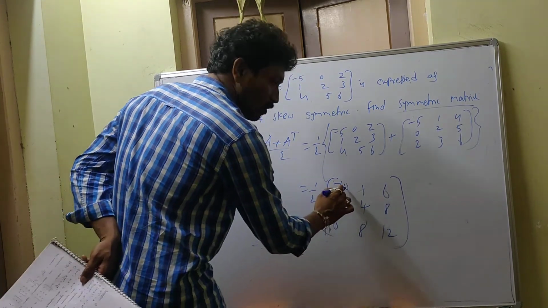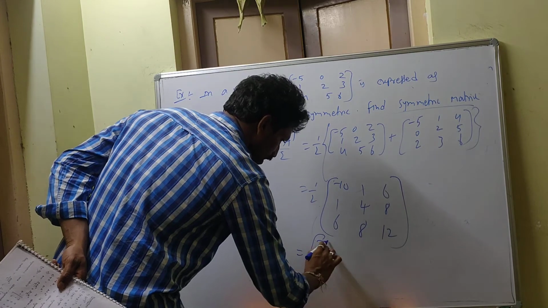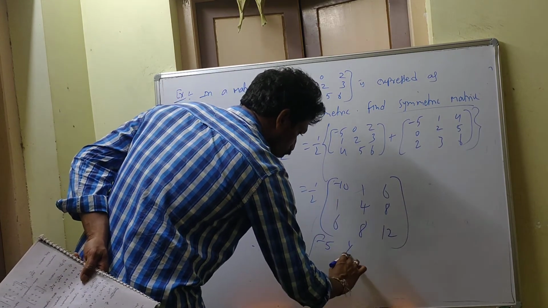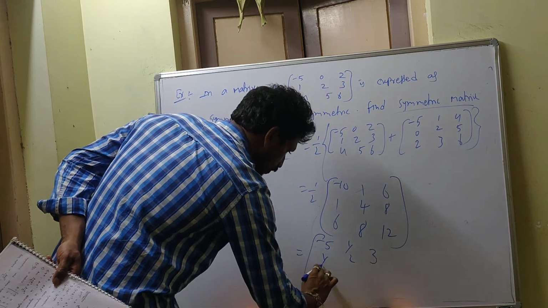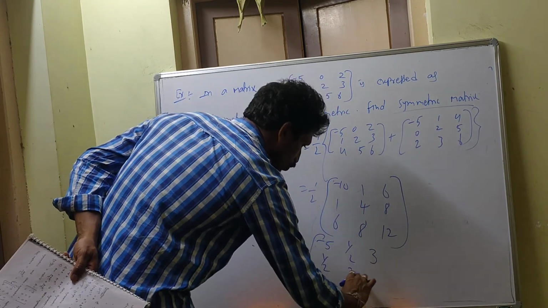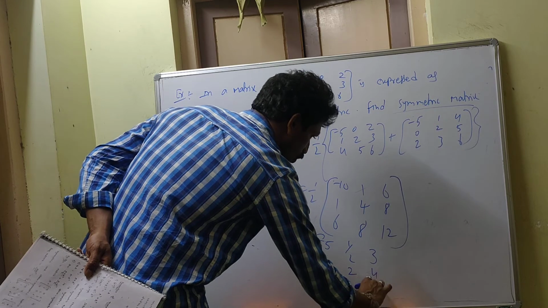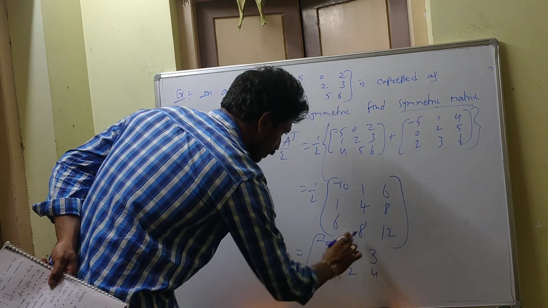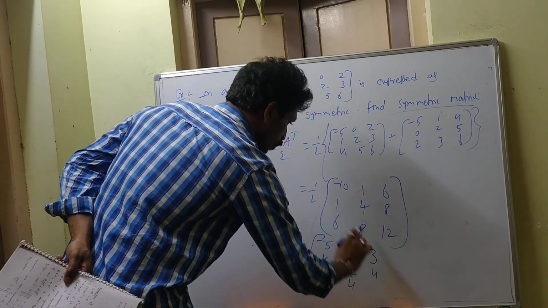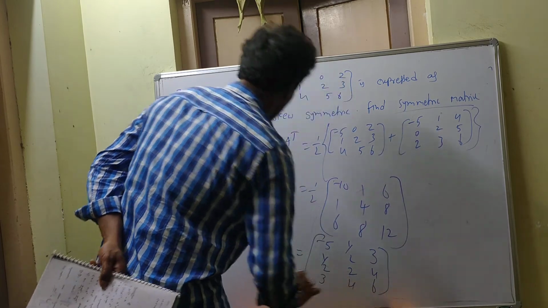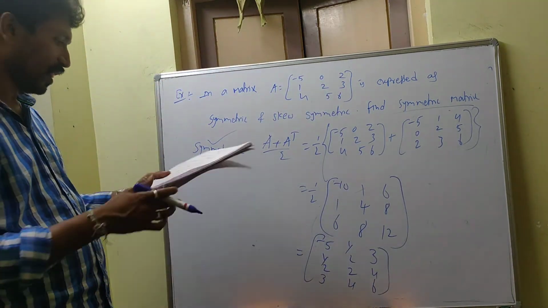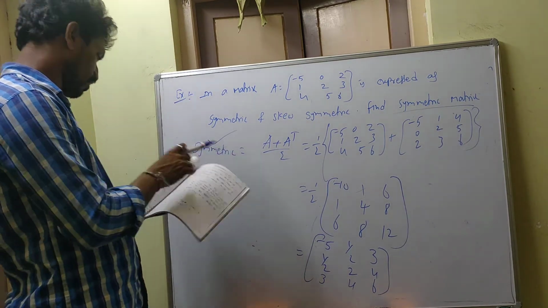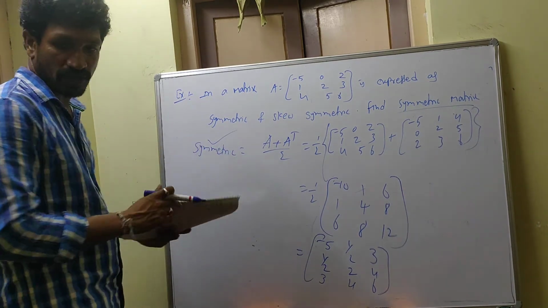1 by 2 into minus 10 is minus 5. 1 by 2 into 1 is 1 by 2. 6 by 2 means 3. This is 1 by 2. 4 by 2 means 2. 8 by 2 means 4. 6 by 2 means 3, 8 by 2 means 4, 12 by 2 means 6. This is our required symmetric matrix. Okay. Next, take one more example.